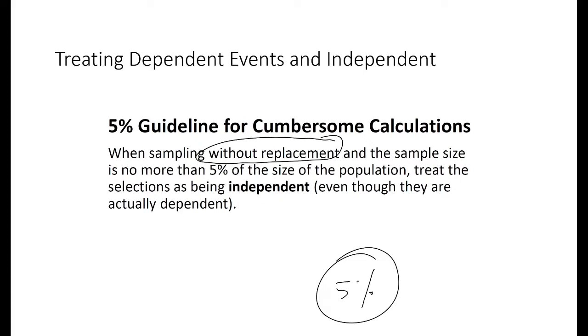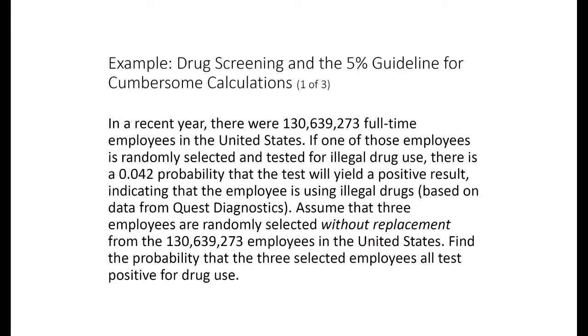This is one of the techniques we use. If our sample size is less than 5%, even if it's without replacement, we assume that they are independent events. Okay, let's see one example here. In a recent year, there were 130,639,273 full-time employees in the United States. So this is a very huge number.